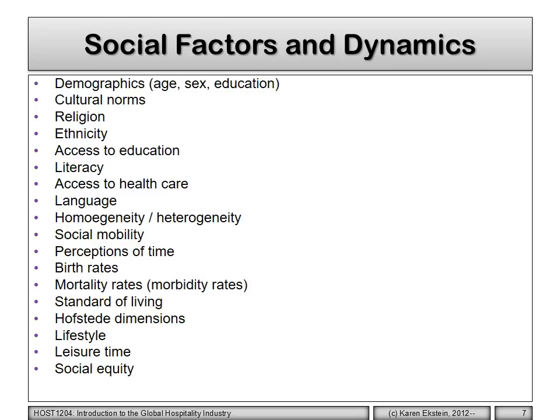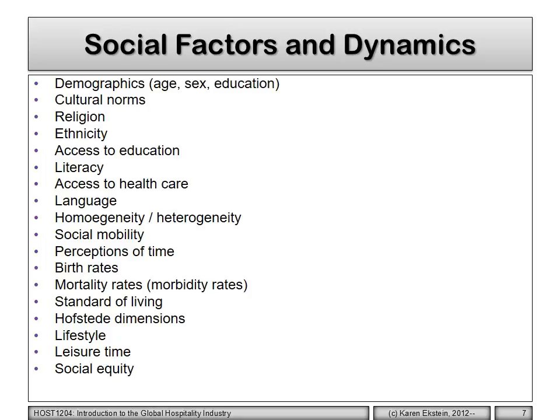So when we talk about social factors and dynamics, you'll see that this list is actually pretty broad. It includes things like demographics, the age, sex, and education that exists within a population. We'll talk about cultural norms, how people behave, what's considered to be right and wrong within a society, or more accurately, what it takes to be included within that society. We'll talk about religious aspects and how these affect the way that people are socially, and ethnicity.